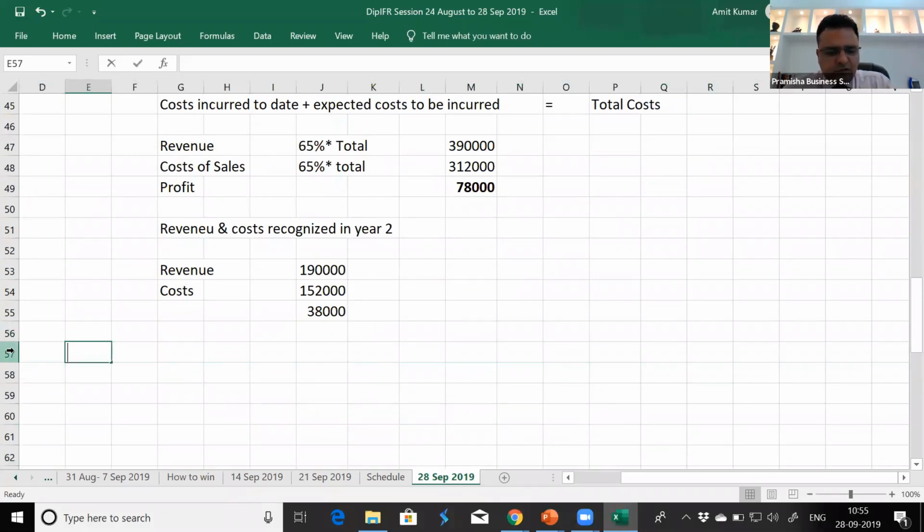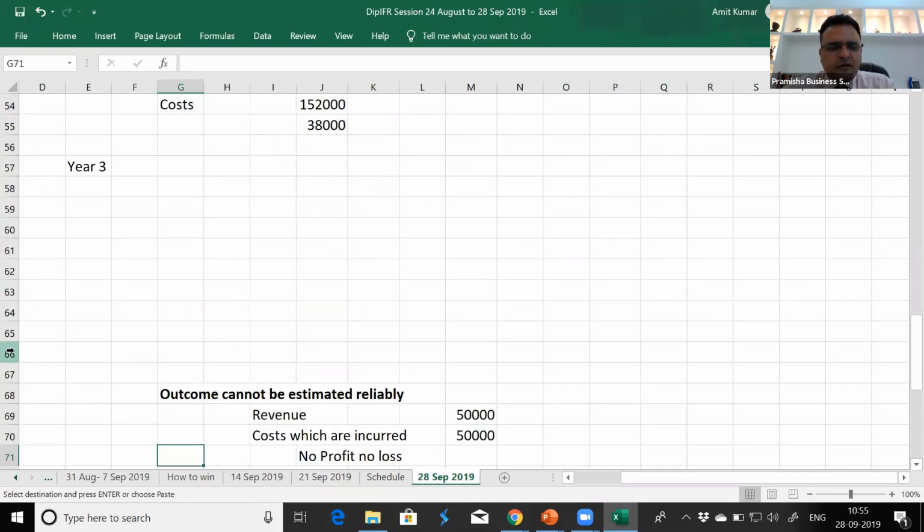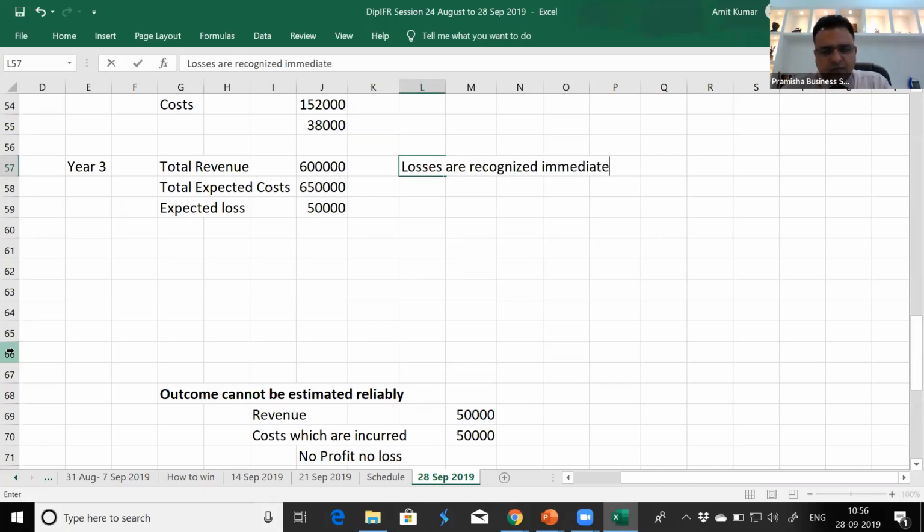It may happen that the contract may run into losses because of some increase in price. In year 3, we get to know that the contract has actually run into losses. What to do now? The total expected cost and total profitability. Total expected costs have now increased to 650,000. The contract has run into losses. There is an expected loss of 50,000. It says that losses are recognized immediately. So what will be the accounting that we follow now?